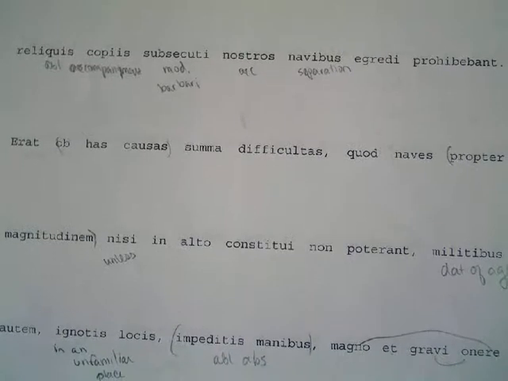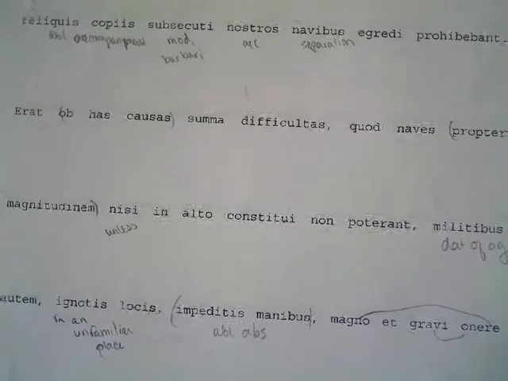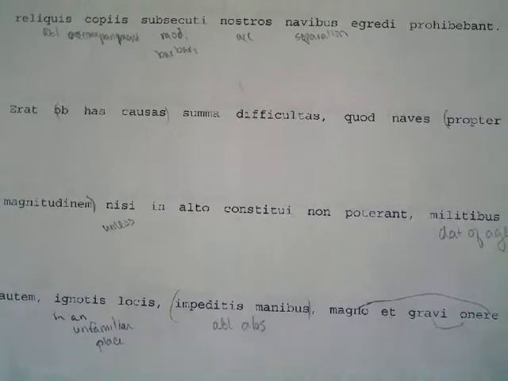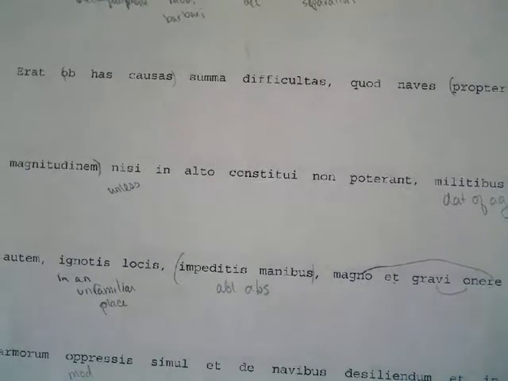All right, erat. This next part is pretty simple. Ob hos casus goes together. Remember, ob is a preposition, but it means sort of like quod. Summa difficultas goes together, and it's nominative. Quod naves, propter magnitudinem. Propter is a synonym of ob. They're both prepositions. They both take accusative. So hos casus is accusative, and magnitudinem is accusative. Nisi means if not, so the si is the if and the ni is that negative part. You can also say unless. Like, I will not do this if I don't get paid. I will not do this unless I get paid.